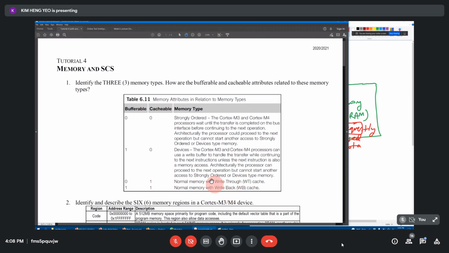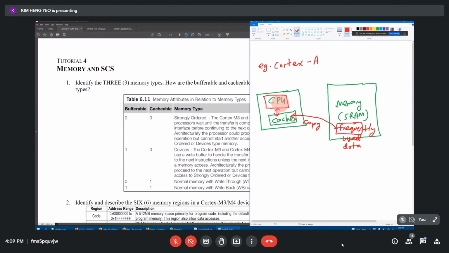Write through cache means whenever the CPU writes something to cache, the value will also be directly written back to memory. Okay, this is called write through cache. Whenever the CPU writes to cache, the value will also be written back into the underlying memory for writing. Reading, the CPU just reads from cache. The CPU doesn't read from memory to speed things up. Okay, so this is just to explain bufferable and cacheable.